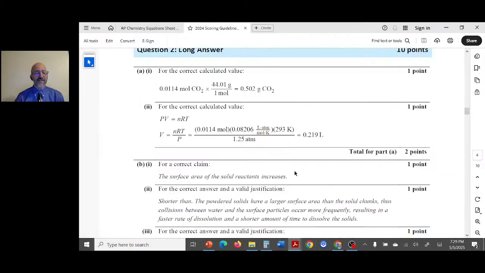Okay, so here's what it said on the scoring guidelines. Surface area increases. Time shorter, because the larger surface area increases the number of collisions. So faster rate of dissolution, more frequent collisions between the water and the surface particles. There's that.